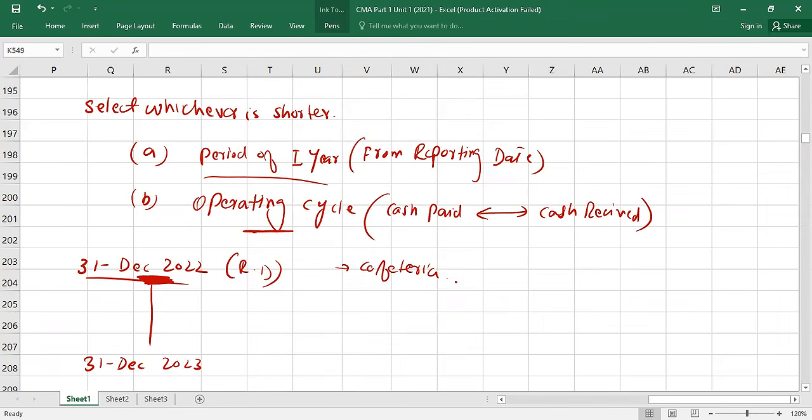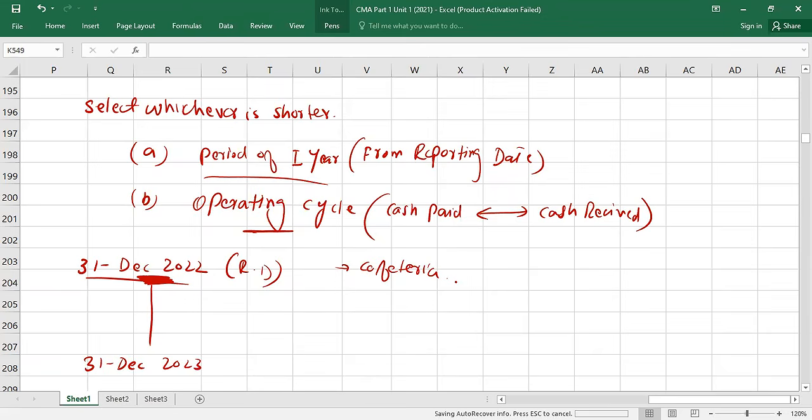Now another example. If you are constructing a building, for example, or if you are constructing ships or planes, maybe today you will buy material, you paid the cash. Okay, you paid the cash. Maybe 3 years it will take to construct the ship.